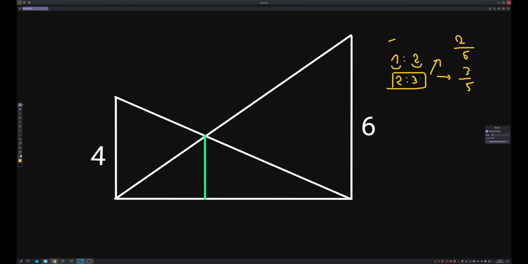We are just interested in this relative to the whole. We can also say 2 over 3, which simply compares the size of one part to the size of the other part. So that's very powerful.